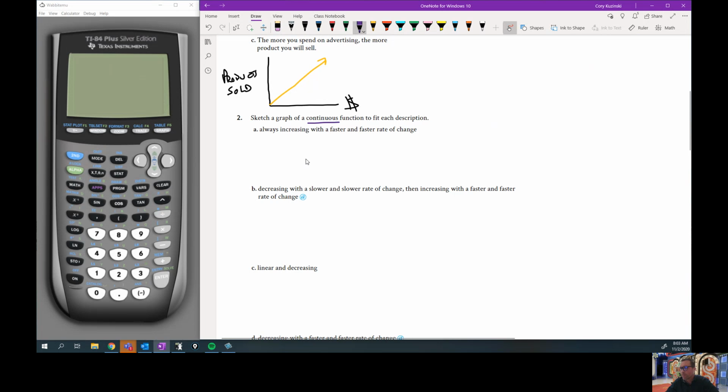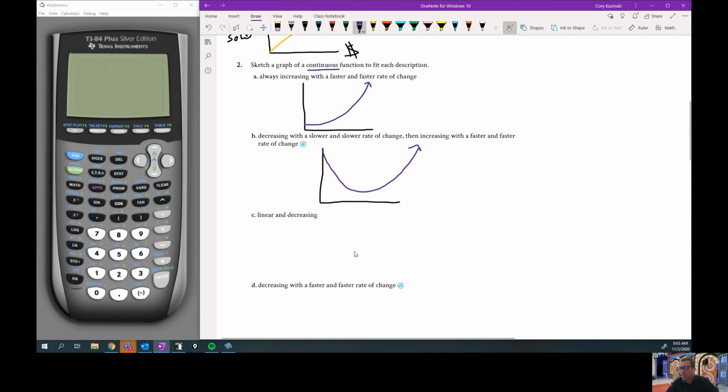All right, always increasing with a faster and faster rate of change. So here's our grid, always increasing, faster and faster rate of change. So it's going up, up, up, up, up, but it gets faster as it goes. That would be this kind of curve right there. Decreasing with a slower and slower rate of change, then increasing with a faster and faster rate of change. So decreasing slower and slower each time, and then increasing faster and faster, something like that.